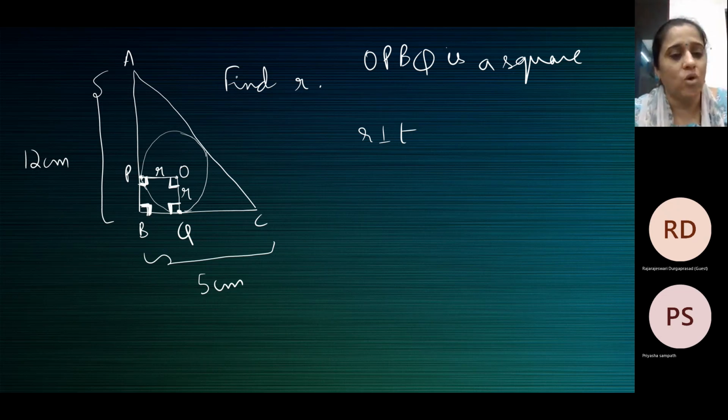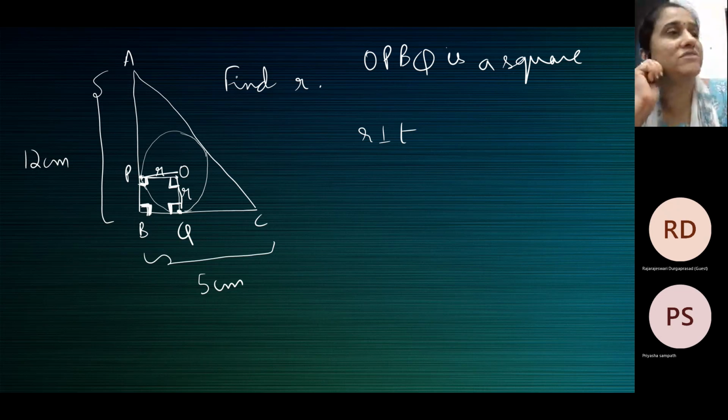How are the adjacent sides equal? OP and OQ are adjacent sides, and they are equal because they are radii. Or you can say BQ is equal to BP, because tangents from an external point B to the circle are equal. So adjacent sides are equal. Or you can even say OP is equal to OQ, radius. So in a rectangle, when adjacent sides are equal, it's a square.